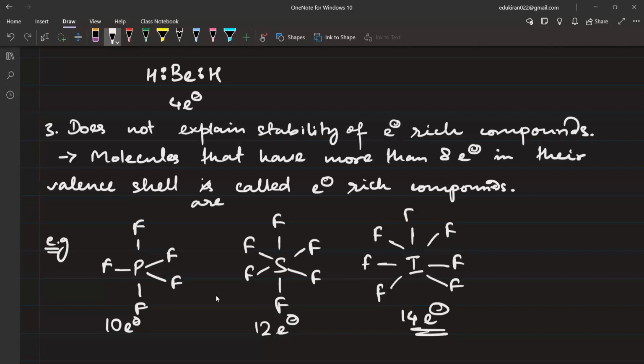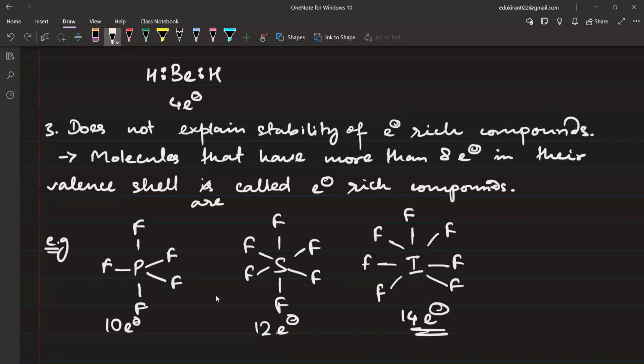But at the time of Lewis, most of the compounds that Lewis had were all satisfying the 8 electron rule. So that is why Lewis gave the octet rule. Otherwise, when slowly more and more compounds were found out, we saw that the Lewis octet rule is not applicable for all of the compounds. So that is the limitation.